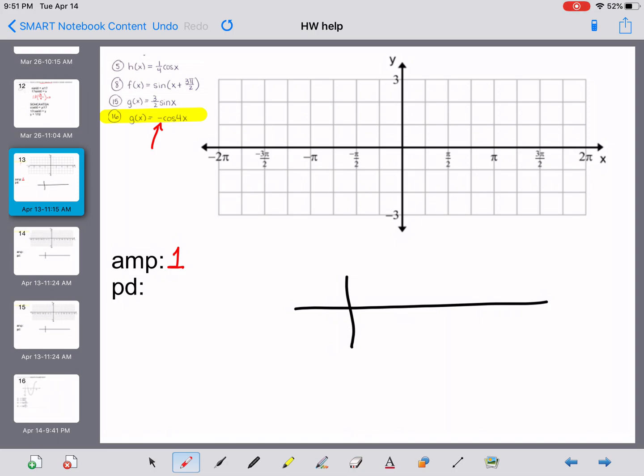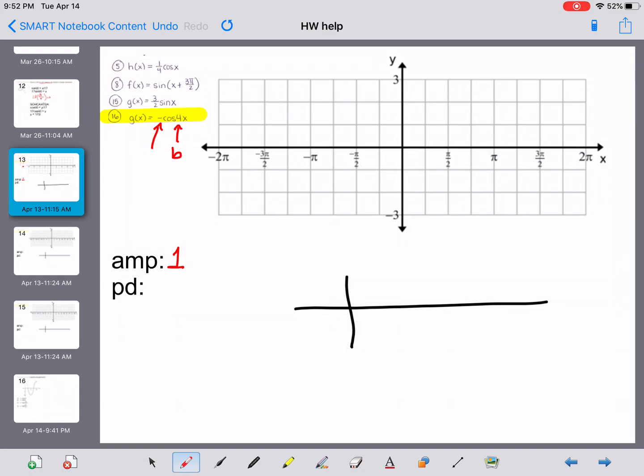The period is, for the parent function of cosine, always 2 pi. That's the default. This one is not because there's a b value. So this 4 is our b value, and a b value is a horizontal stretch or compression. It's opposite what you think it should be.